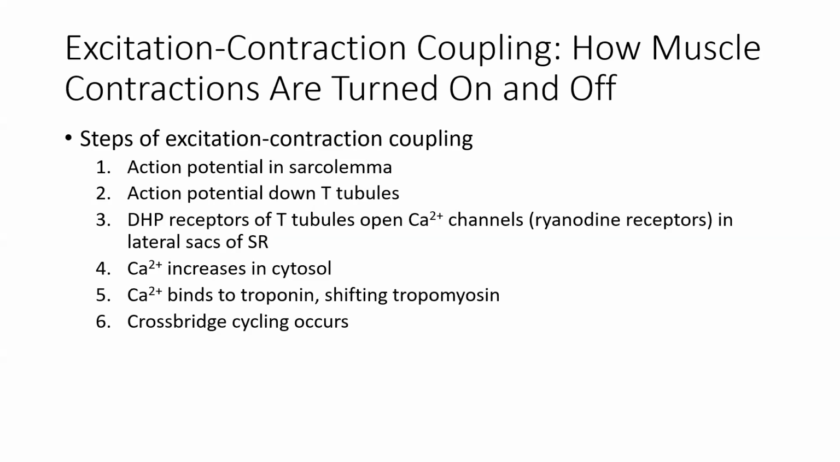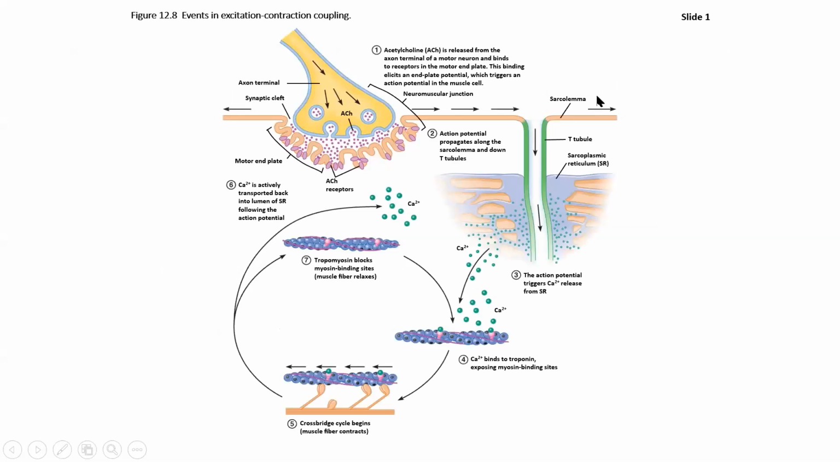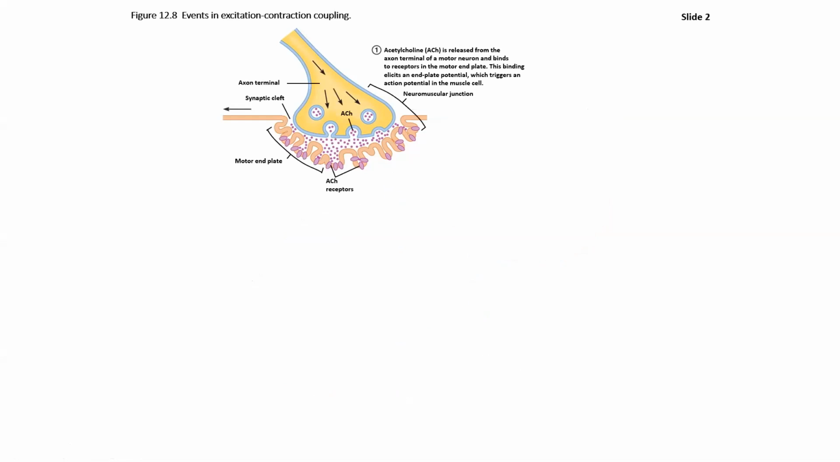It can bind onto troponin. It can shift tropomyosin off of those binding sites, and then cross-bridge cycling can be initiated. Right? So these are the 6 steps, and we're actually going to walk through this schematic image that depicts these steps in more detail.